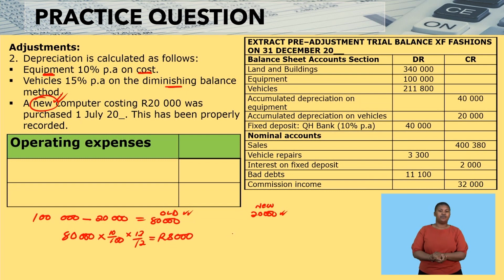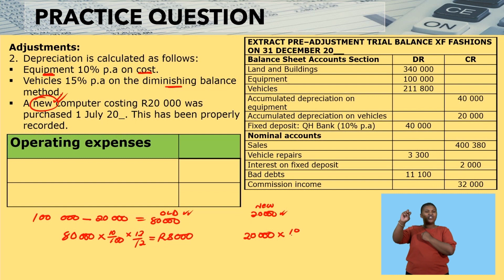The new one is for 20,000 and the depreciation rate is 10%. And we bought it on the 1st of July, and the financial year is ending on the 31st of December. So if you count from July to December, that will give you 6 months. The important aspect is that it's the 1st of July, so you must count July as well. You get 6 months, 6 over 12. And this would then give me an amount that is 1,000.